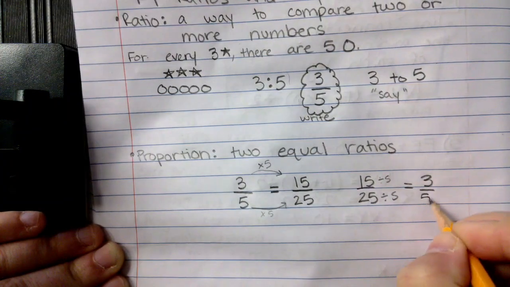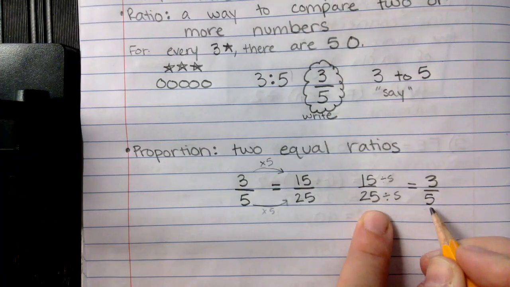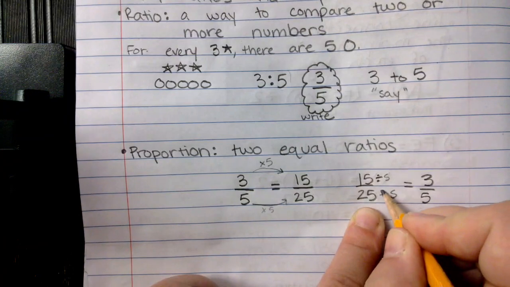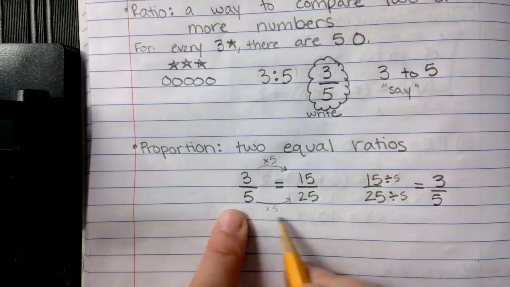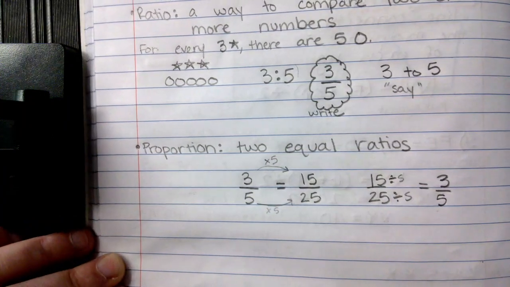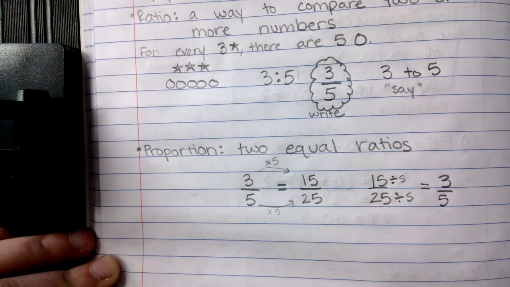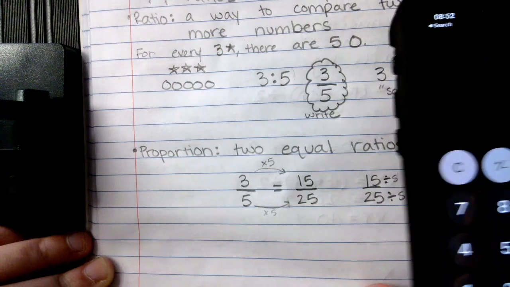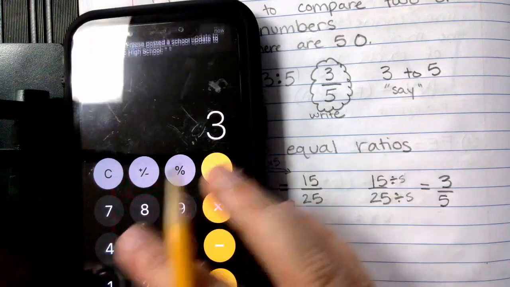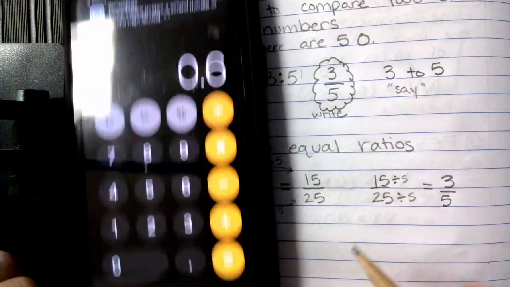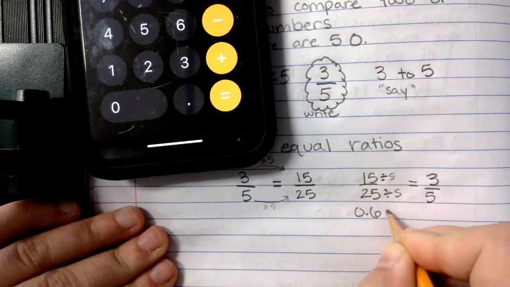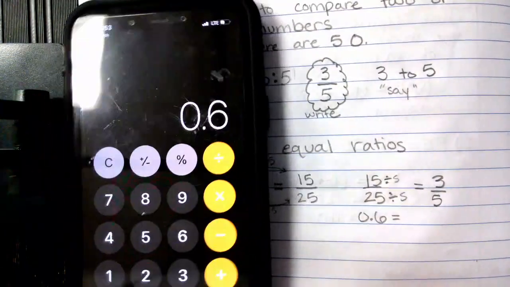So you could look at it as multiplying forward. You could think of it as dividing top and bottom by something. Another way we can think about it is as a decimal. What is 3 divided by 5? It is 0.6. And if I do 15 divided by 25, 0.6. They're the same. So there's lots of ways to compare ratios to see if they're the same.